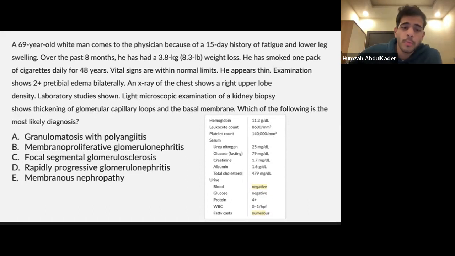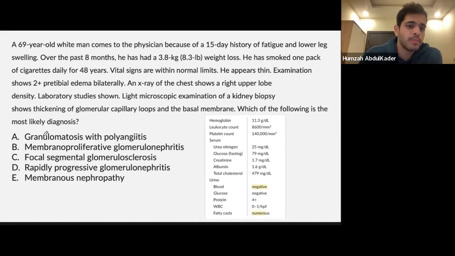Laboratory studies are shown below. Light microscopy examination of the kidney shows thickening of glomerular capillary loops and the basal membrane. Which of the following is the most likely diagnosis? So let's go through the answer choices here.